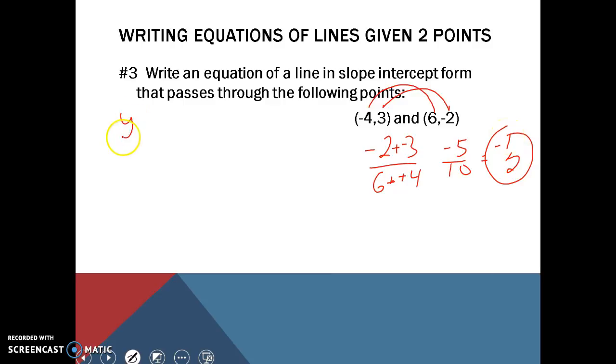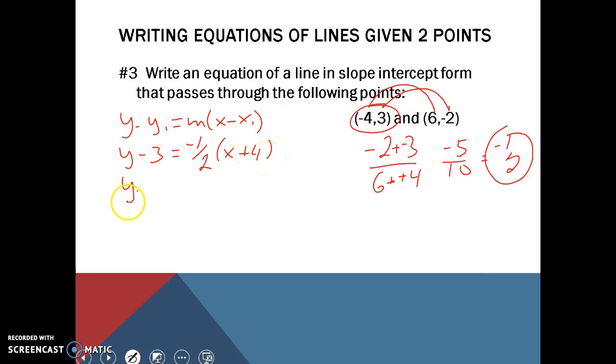So then I'm going to go ahead and use y minus y1 equals m times x minus x1. So I'll have y minus, let's say I use this point here. It's going to be y minus 3 equals the slope, which is negative 1/2, times x minus negative 4. Well, that's x plus 4. So I'm going to have y minus 3 equals, if I distribute, negative 1/2 x, and negative 1/2 times positive 4 is negative 2. So then when I add 3 to both sides, I'll have y equals negative 1/2 x plus 1.